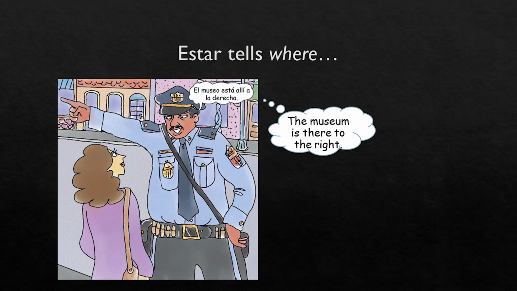So, talking about the use of the verb estar to indicate where something or someone is, that is, its location. We've got the little cartoon here. El museo está allí a la derecha. That is, the museum is located off to the right.